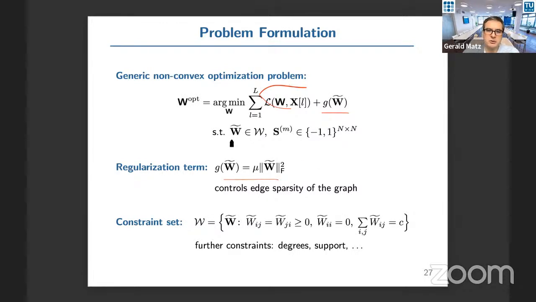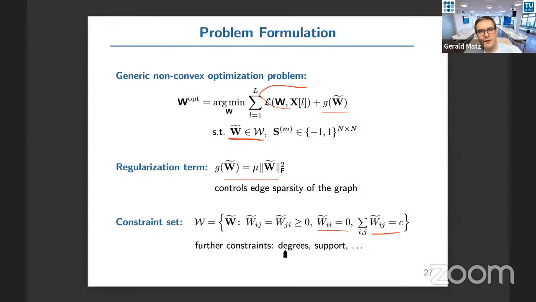And then there are additional constraints. For the magnitudes, the minimum constraint set is that they must be non-negative. We want to have no loops, so the diagonals must be 0, and we need the normalization to prevent the solution where all weights go to 0, right? So this is just this normalization here at the end. But you could have additional constraints that you can incorporate. You can have constraints on the degrees, on the support of the weight matrix, and so on and so forth.